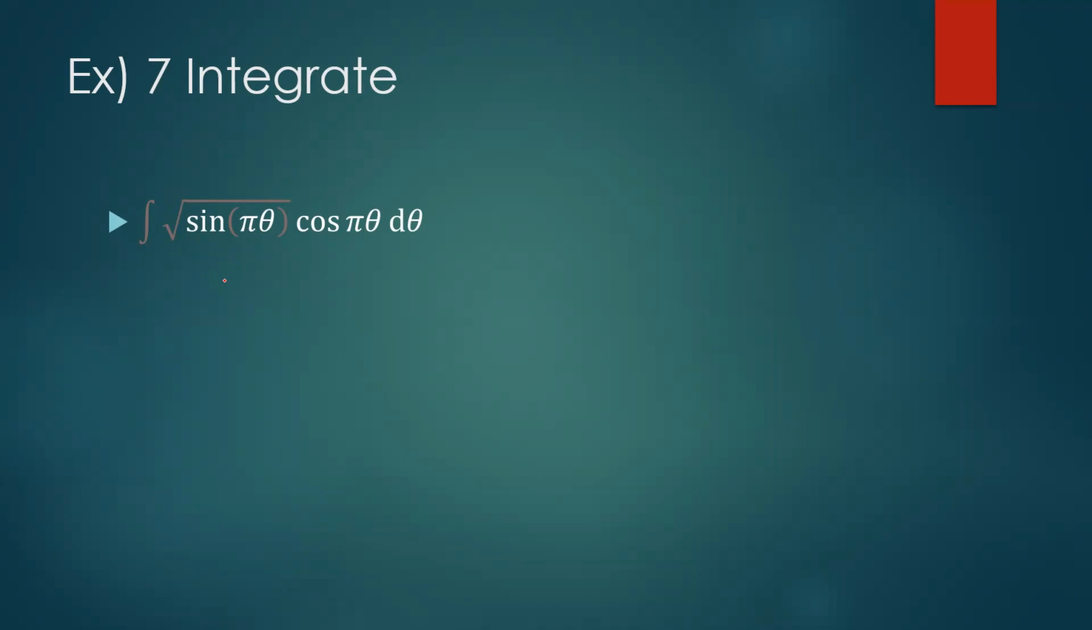So example 7, we have the integral of square root of sine of pi theta times cosine of pi theta. So this one's a little bit trickier. What would be my appropriate u substitution? I don't think it's going to be just pi theta. I think it's going to be everything inside the square root. So if I do that, my u would be sin of pi theta.